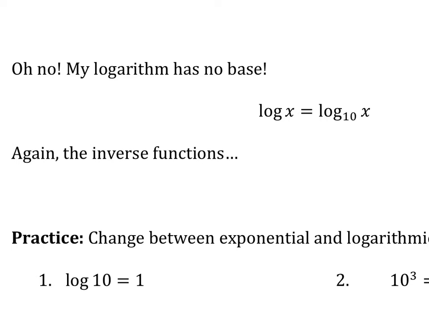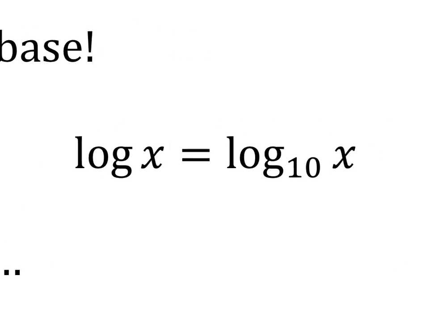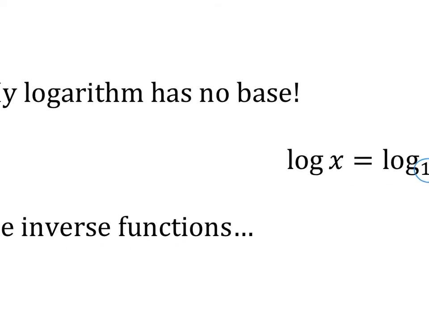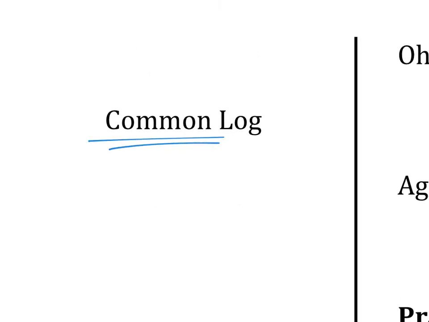Oh no, my log has no base. So when you see no base in the log, it actually means 10. Because it's so common to have a base 10, they decided to just leave it out because they don't want to write 10 every single time. And therefore, we call this the common log. Common log means log base 10. So whenever someone says common log, they mean base 10.